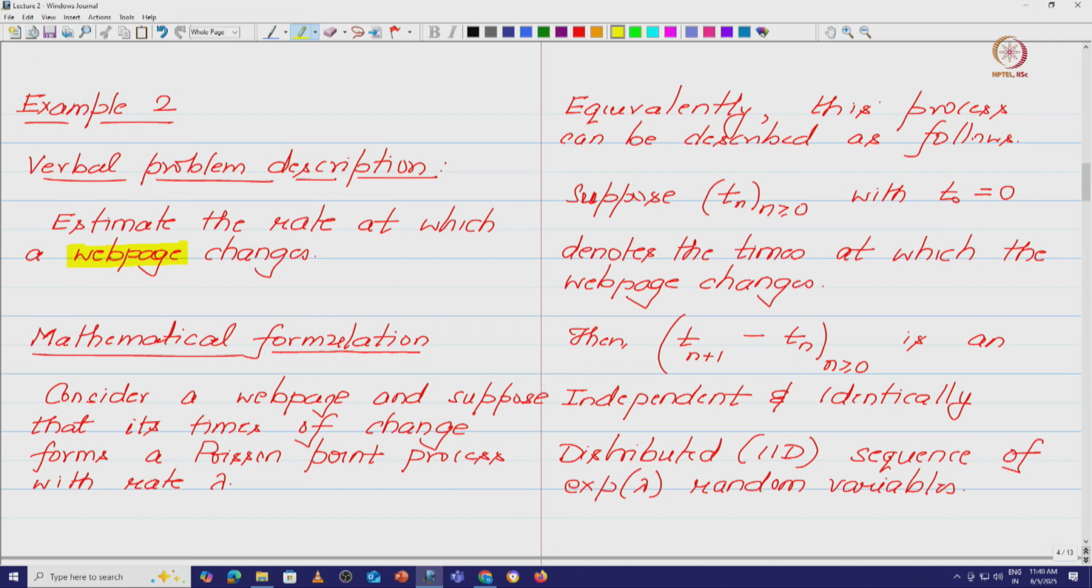So what do I mean by that? You can consider any unit interval of time that is of interest to you. For example, you could consider 1 second, 1 minute or 1 hour, whatever works for you, and you would like to know how many times on average this web page changes in this desired unit interval of time. Now one can ask, why would one be interested in knowing the rate at which a web page changes?